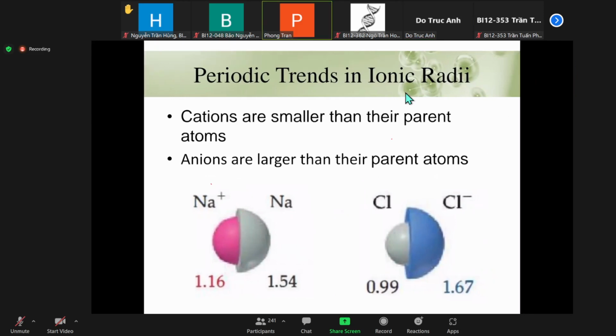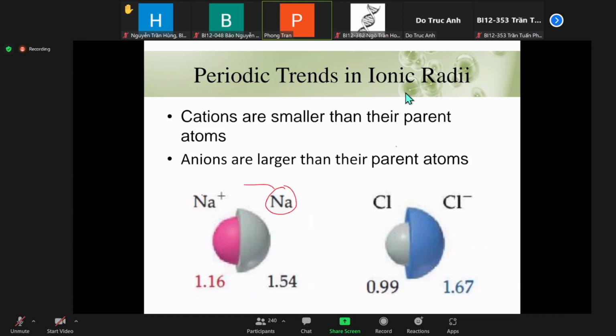Now, we look at the change of ionic radius. Cations are smaller than the parent atom. That means if you take sodium and you remove one electron, you will get the sodium cation, and the size will decrease. That's because, let's say, sodium has Z equal to 11, so you have the electron configuration like this, 3s1. Now you remove one electron, so it becomes neon-like, 3s0. That means now you have two layers of electrons, and here you have three layers. So basically, you will have the neutral atom bigger than the cation.